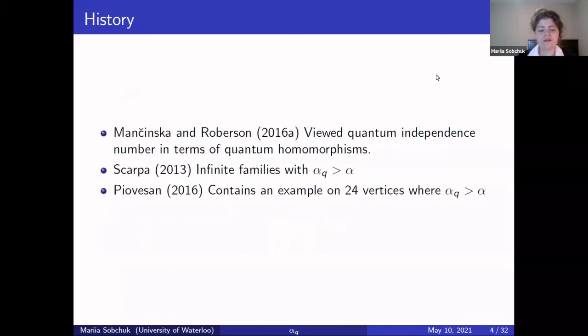Quantum graph parameters are not just the quantum independence number, it's a wider topic, and it started a bit earlier. The quantum independence number came later. For our purposes, we are going to concentrate on its definition that Mančinska and Roberson came up with in their paper, where they started viewing the quantum independence number with the tool of quantum homomorphisms. The citation here is 2016, but in fact, the paper was available in 2012, so this predated those next two papers.